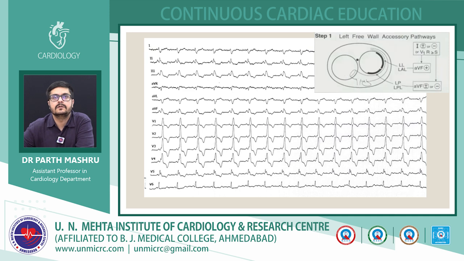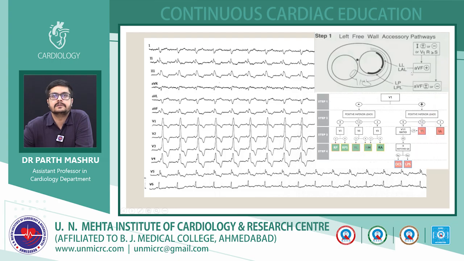So this is how logically we can reach the diagnosis that the patient might be having a left anterolateral pathway. If you apply the algorithm as well, step 1 of the Arruda algorithm is basically for left free wall accessory pathways. If we go to step 1, you can see here lead 1 is biphasic or negative. So yes, here lead 1 is biphasic. So we move on to the next part. Is aVF positive or not? If you see here, aVF is positive. So that means the area is left lateral or left anterolateral.